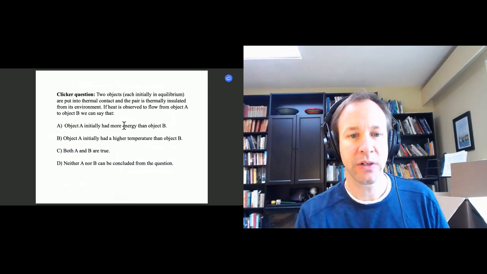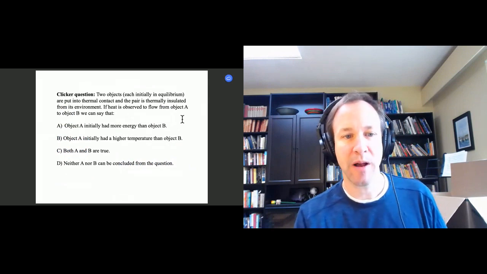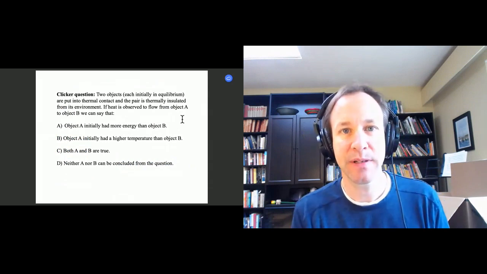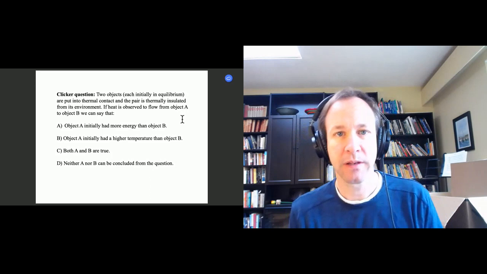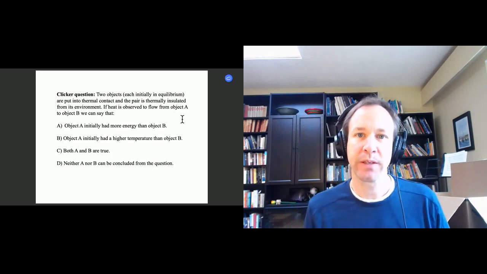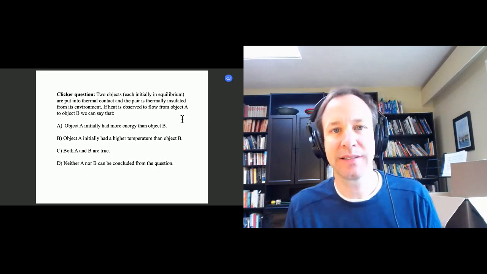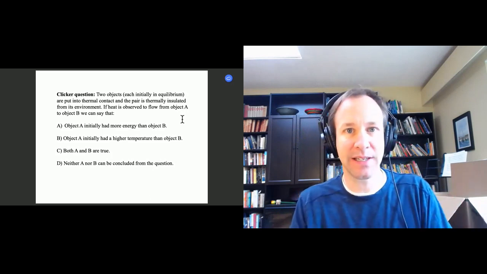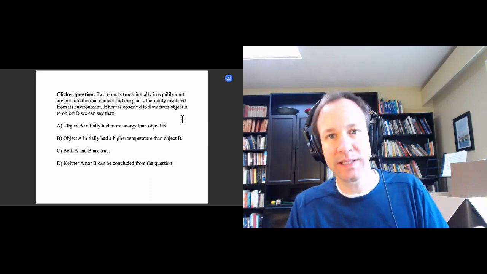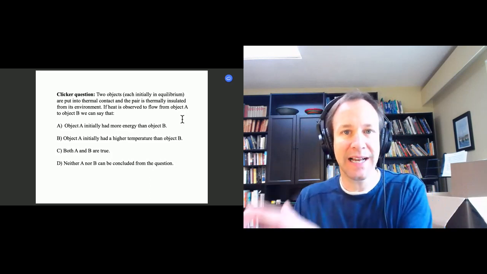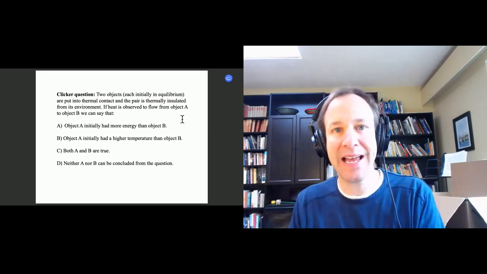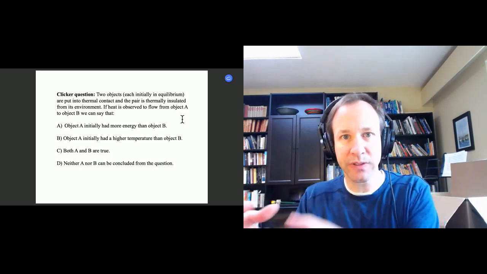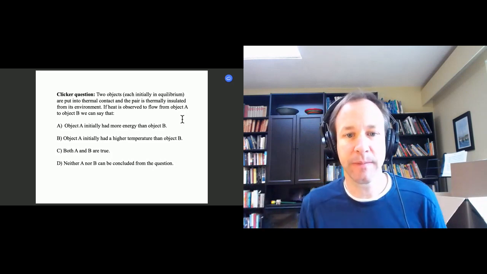So in this case, if heat is observed to flow from object A to object B, we could definitely say that object A has a higher temperature than object B. What about energy? If our two objects are identical, say we have two identical bricks beside each other and we see that heat is flowing from one to the other, well then this one has a higher temperature, but it also has a higher energy because the only difference is that its molecules are moving faster. They have more kinetic energy.